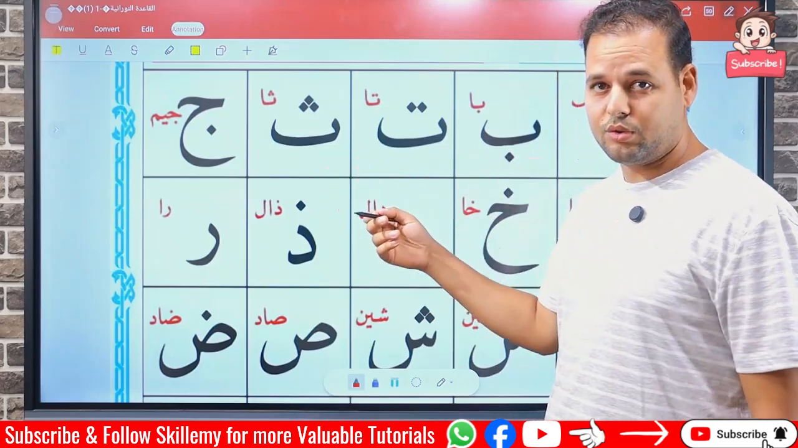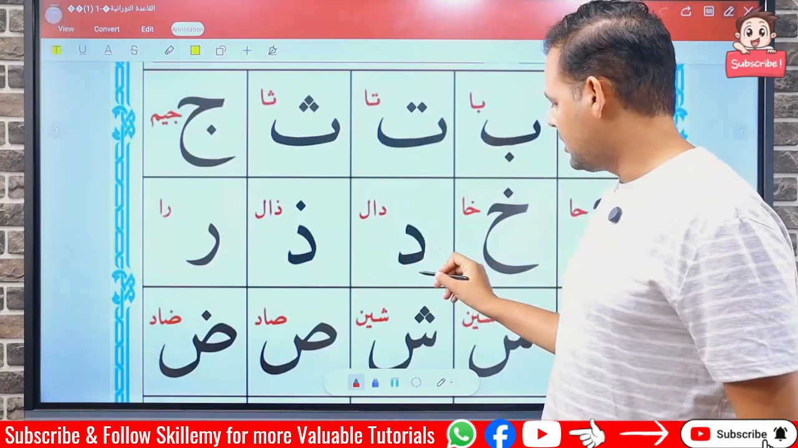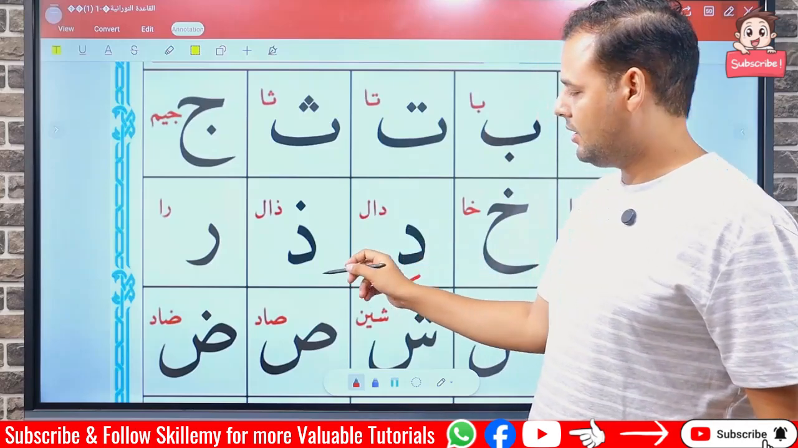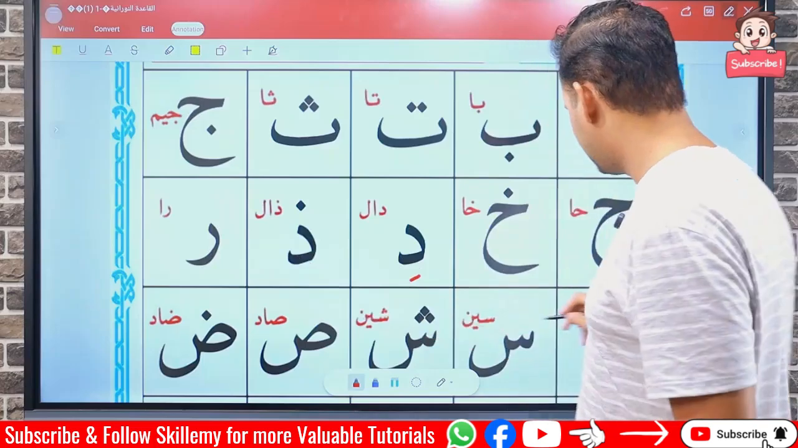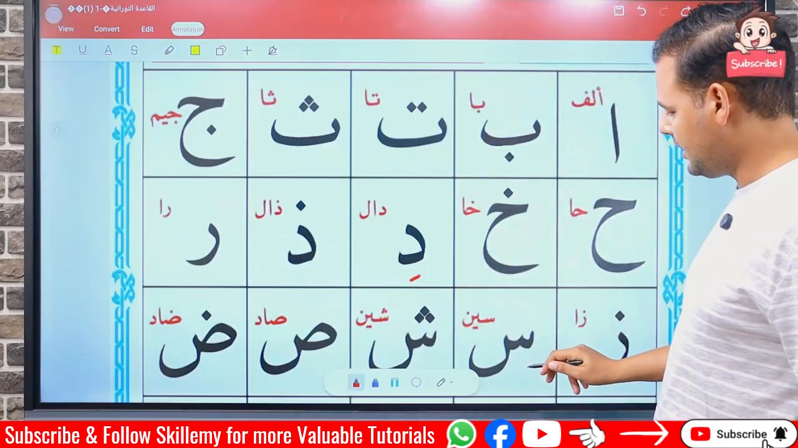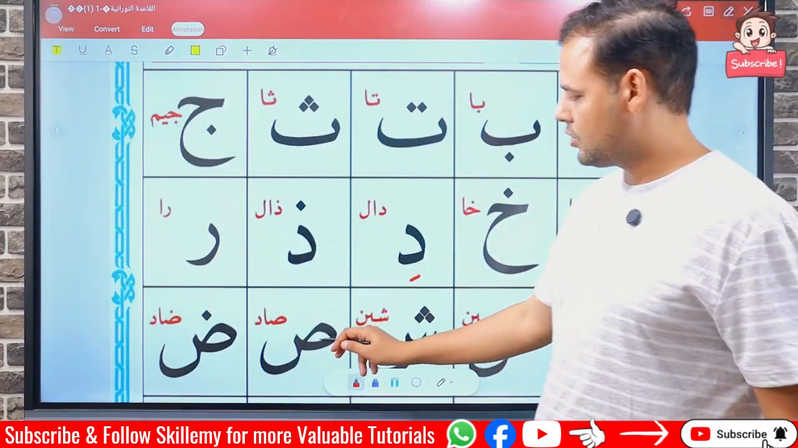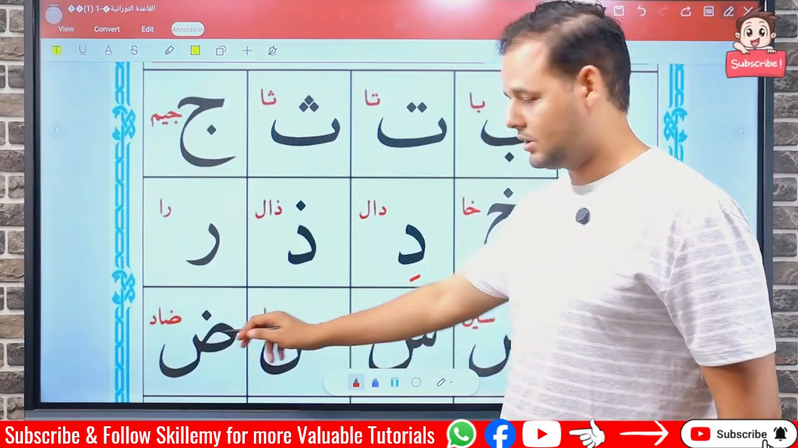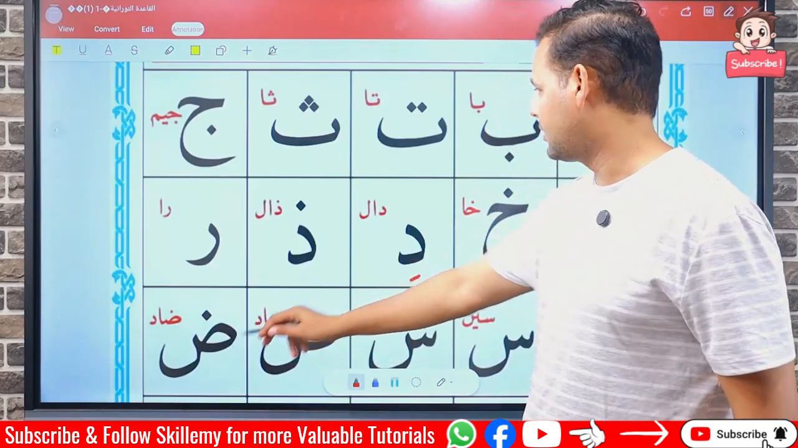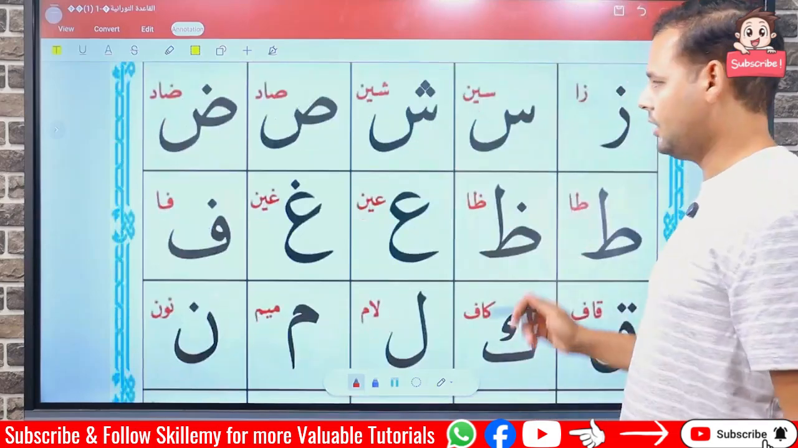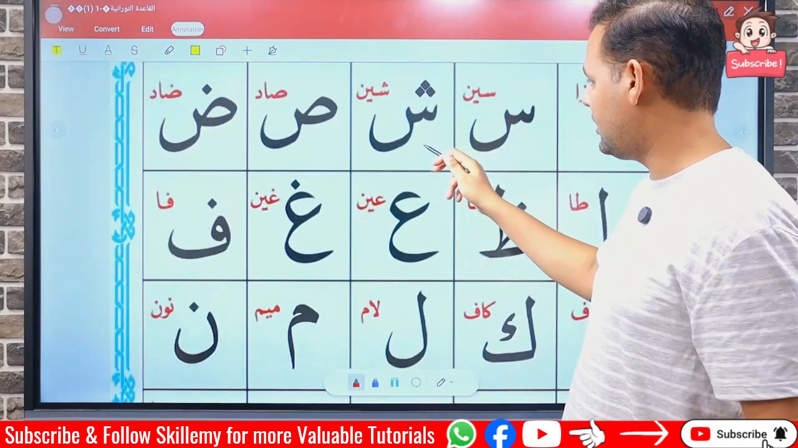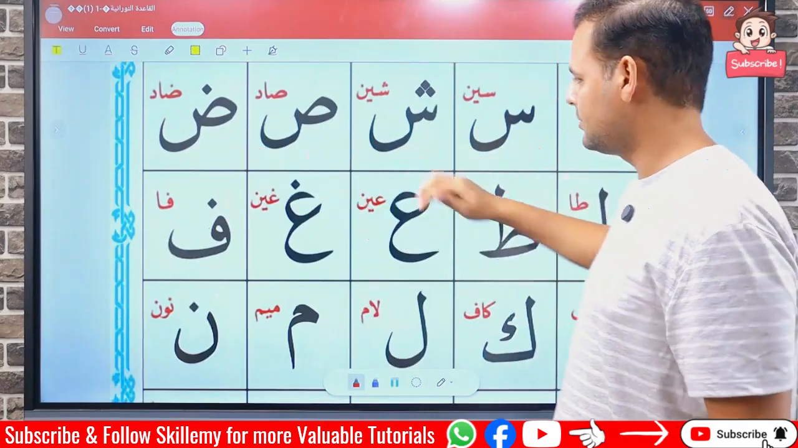We're going to go to two letters groups. So we have da, za, ra, za, sa, sha, sa, da. That's heavy, of course. Da is heavy. Ta is light. Alright? As we said before, sa, sha, sa, da.